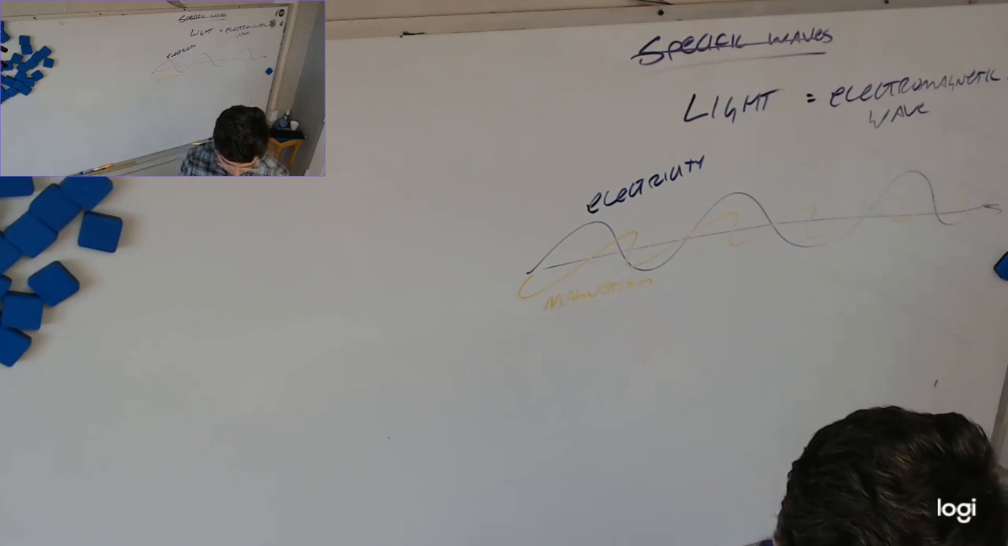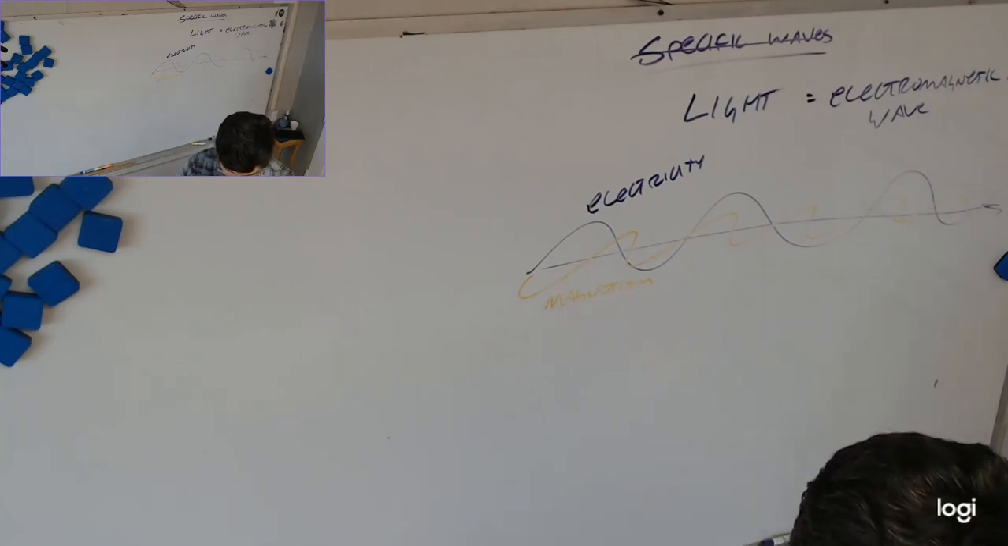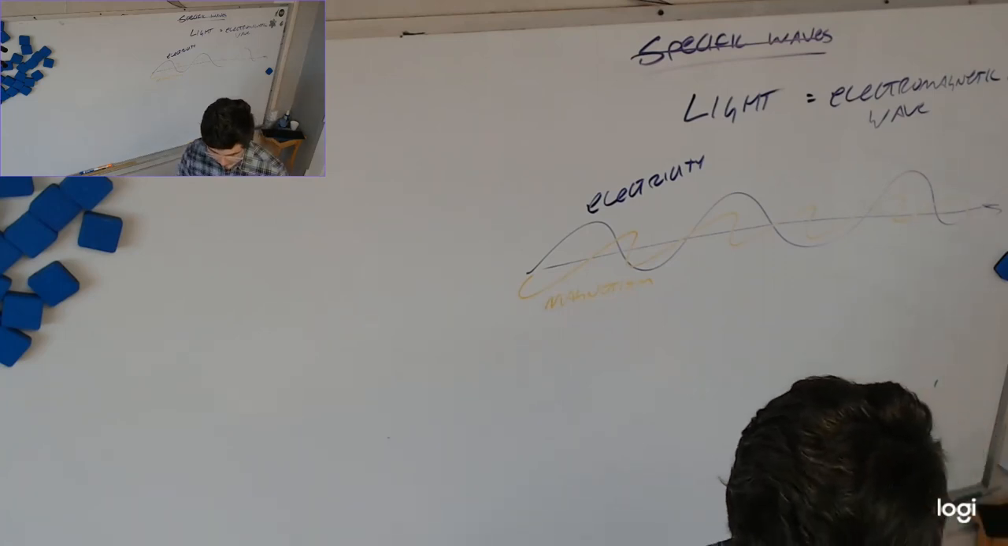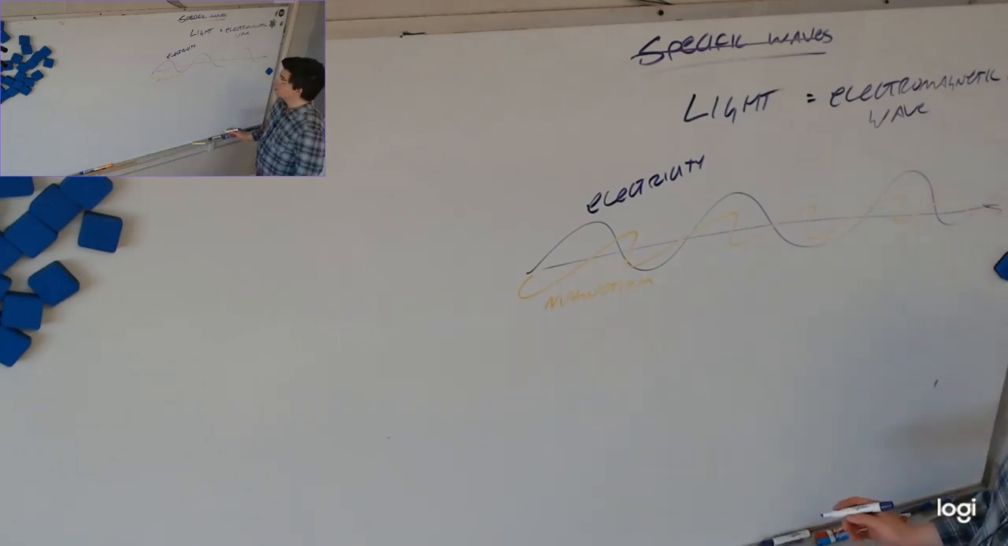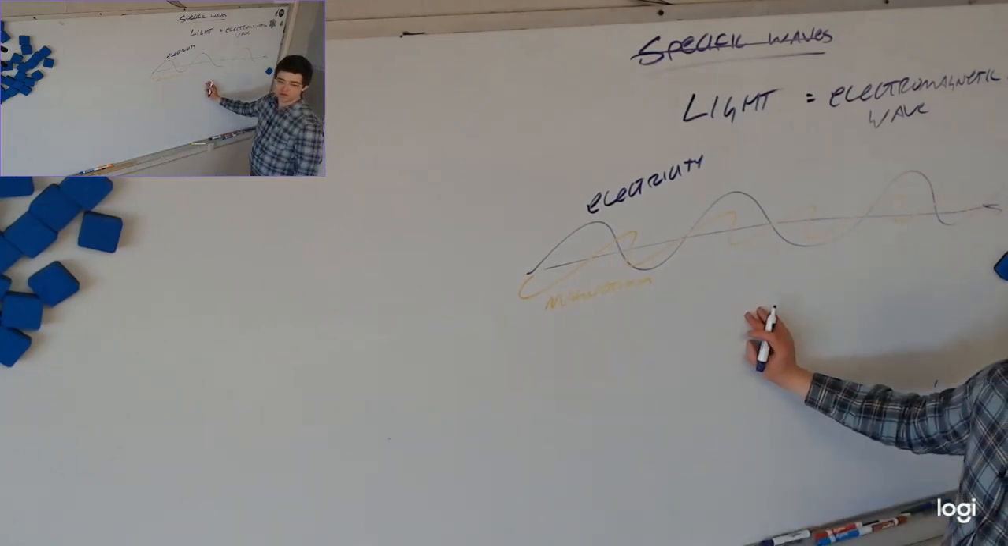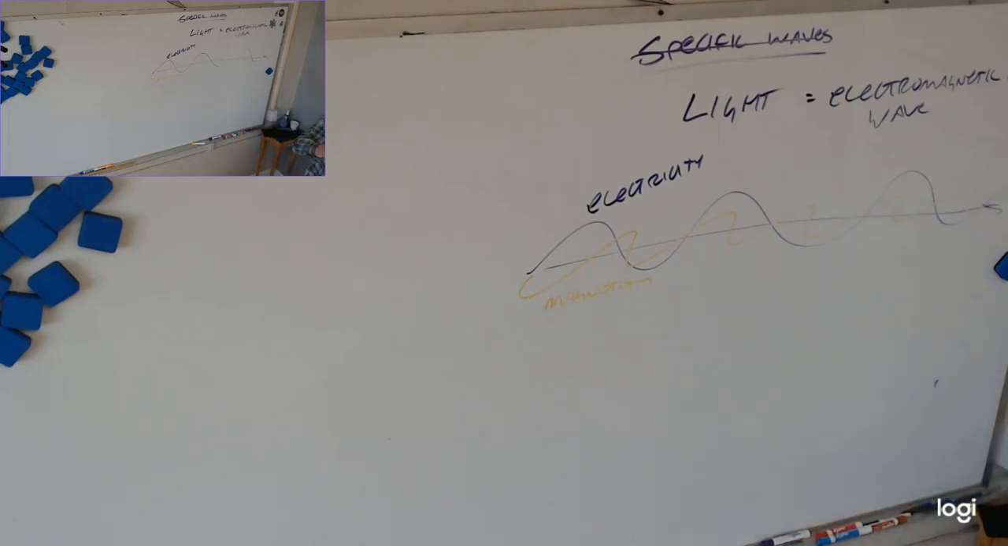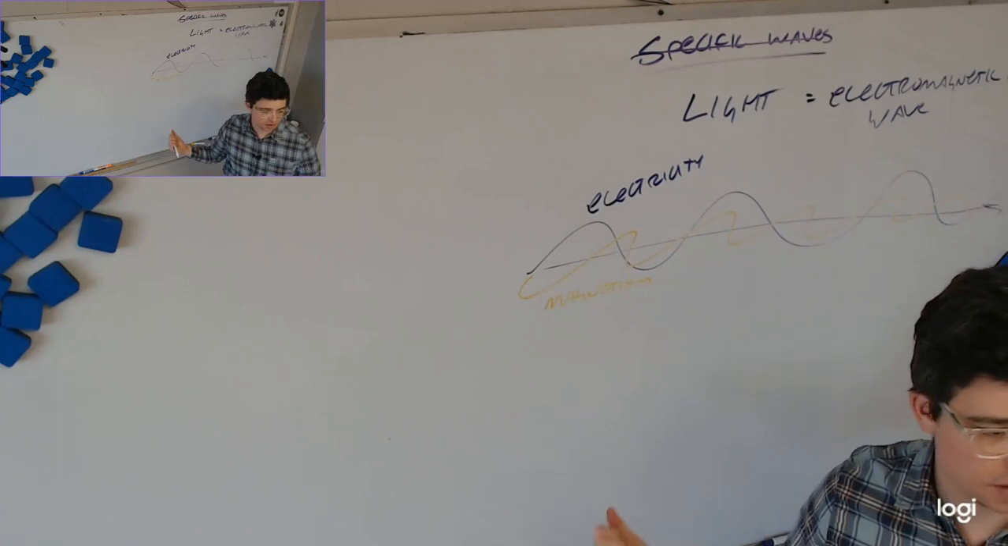Artificial light. Sunlight, so kind of light. UV light. What's UV stand for? Does anyone know? Ultraviolet. We're going to get to the specifics of those in a second, but just like sound, when we had different volume of sound, what was that? We talked about this in the last video.